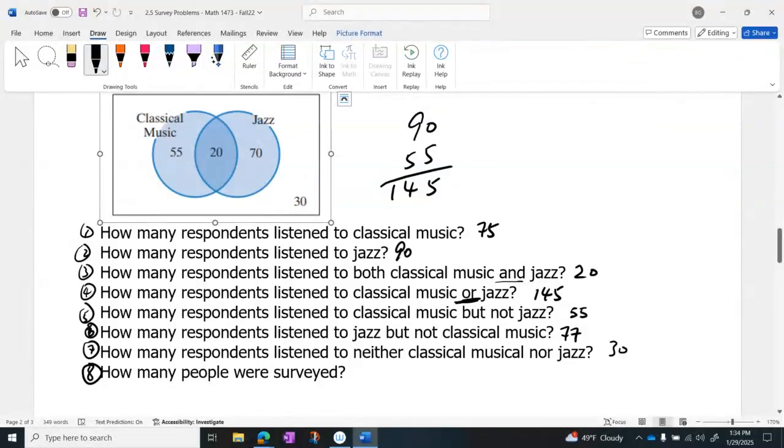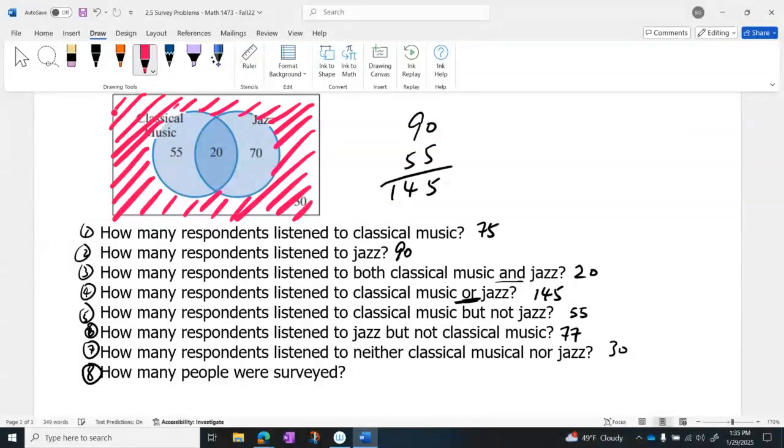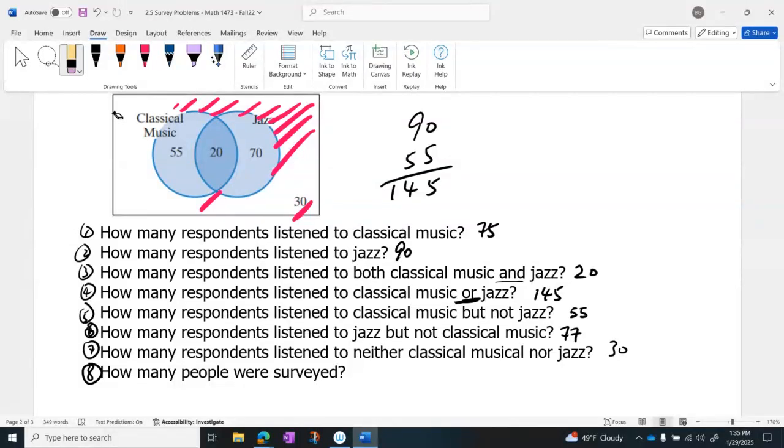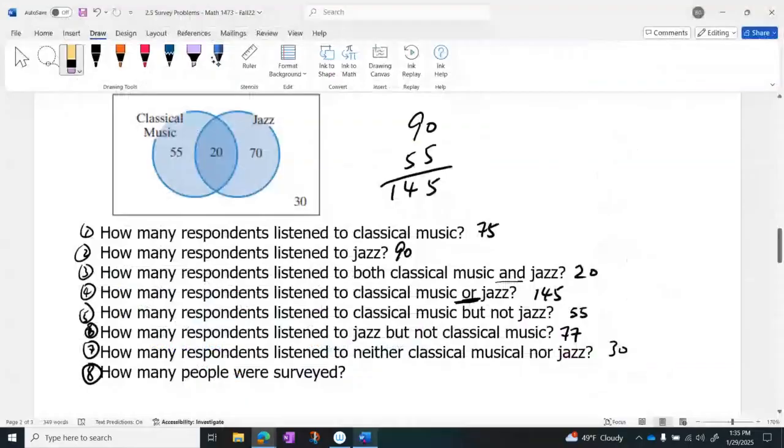That's the cardinal number of this region. If you want to see what it means, this region has 30 elements, 30 respondents. Inside the box, but outside the two circles, we have 30 respondents. Those 30 respondents do not listen to either of the two types of music. So it's 30. Okay, I understand. Thank you for your participation.